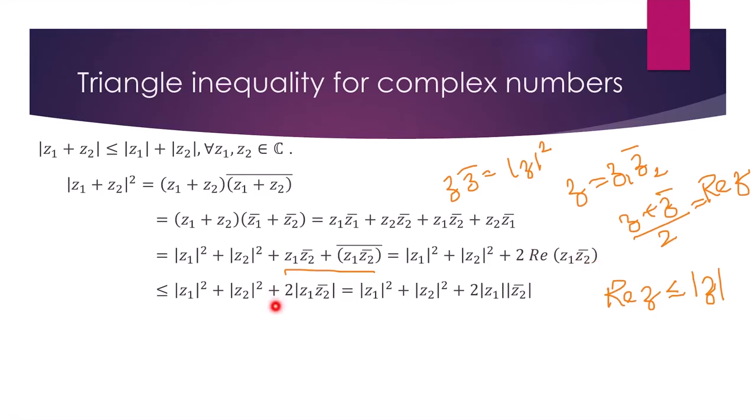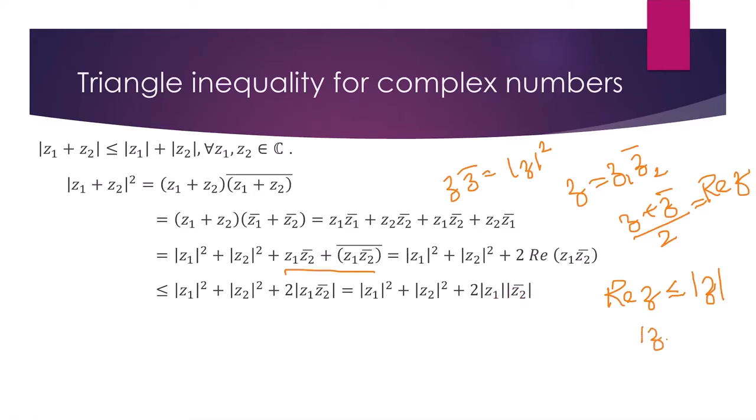Instead of 2 times the real part of z1 z2 conjugate, I will write 2 times the modulus of z1 z2 conjugate. So the equality becomes a less than or equal to inequality. Again this is the same as mod z1 square plus mod z2 square plus 2 times mod z1 times mod z2 conjugate, because the modulus of z1 z2 is the same as mod z1 into mod z2. So we will use that property here.